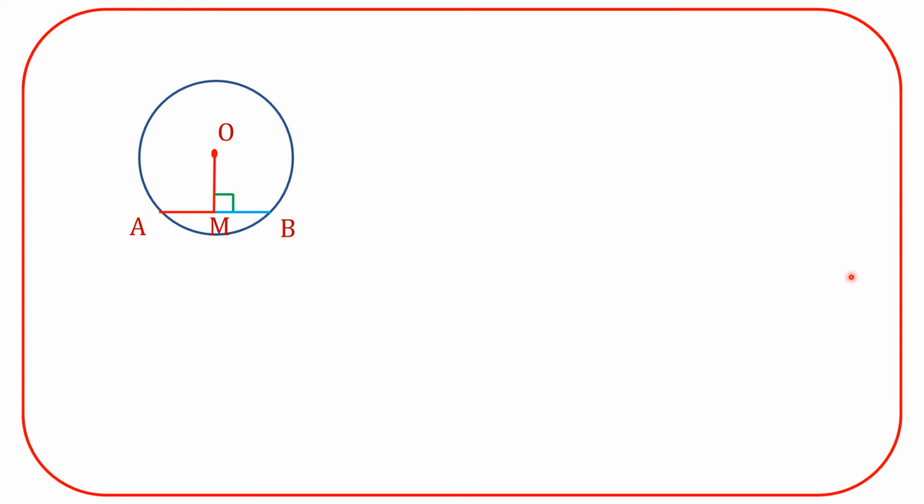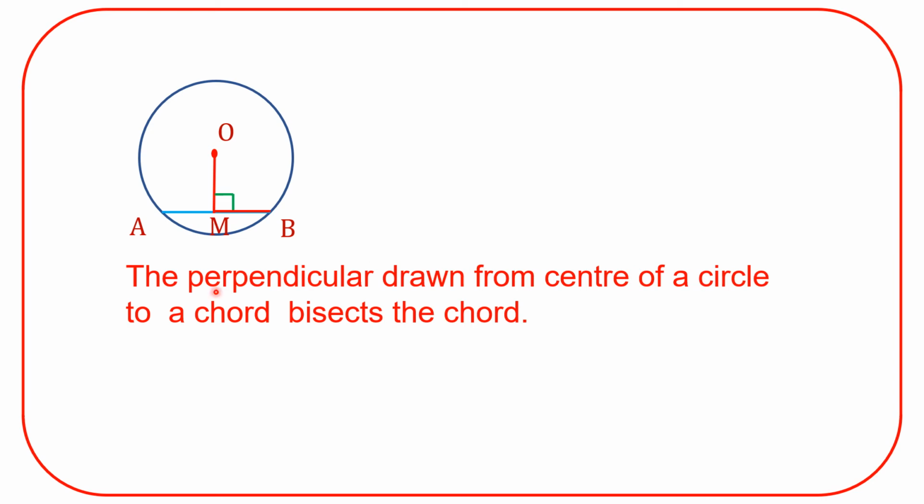I draw segment AM. Highlight. So watch carefully. Now I move the segment AM and place it on segment BM. From this, we conclude that AM and BM are congruent to each other, or of equal measures. So, write down the property. The perpendicular drawn from the center of the circle to the chord bisects the chord.